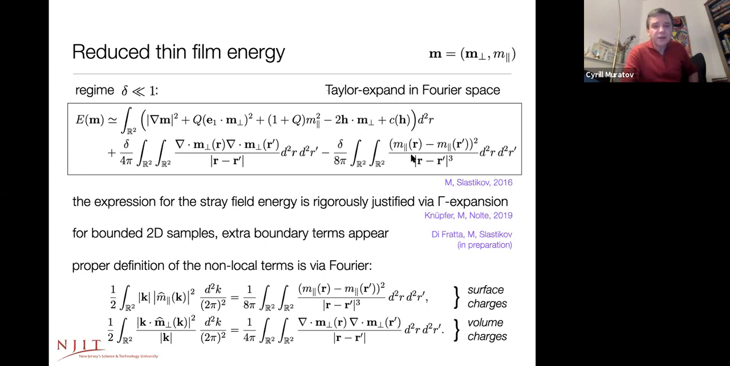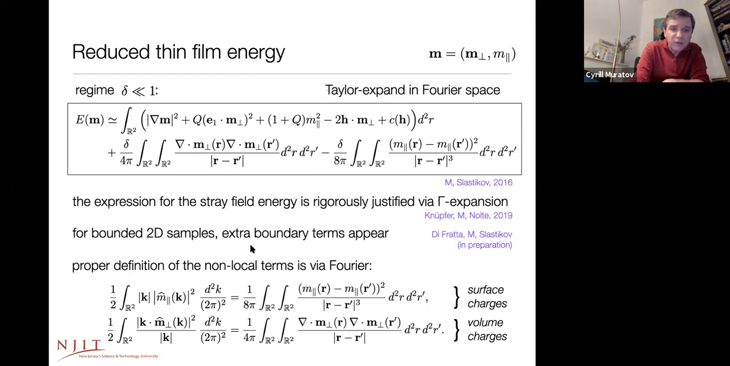Now, I will give you a glimpse of how this can be justified through asymptotic developments by gamma expansions. But let me mention also that in this problem in the whole space, which is what I'm going to be dealing with in this talk, this definition is quite subtle because one needs to be careful about controlling the convergence of these integrals here. And the appropriate way to define these contributions is actually by Fourier in the natural function spaces.